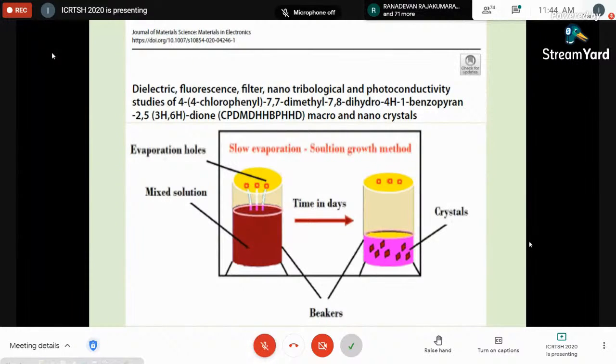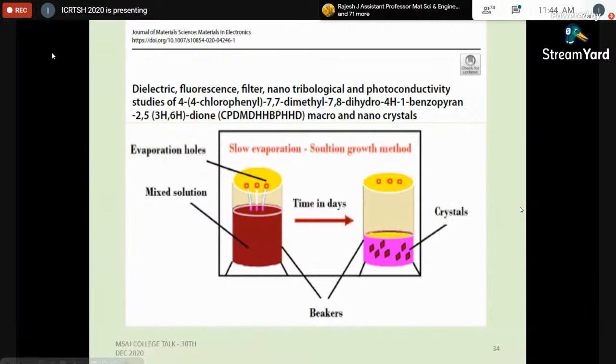Yeah, there is a small disturbance in the connectivity. Now we are proceeding with the same.